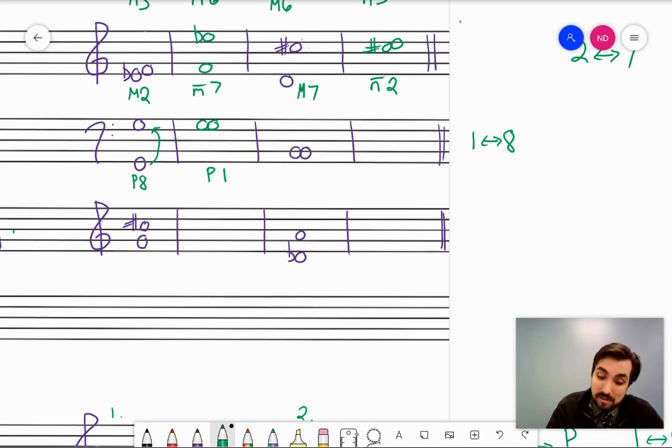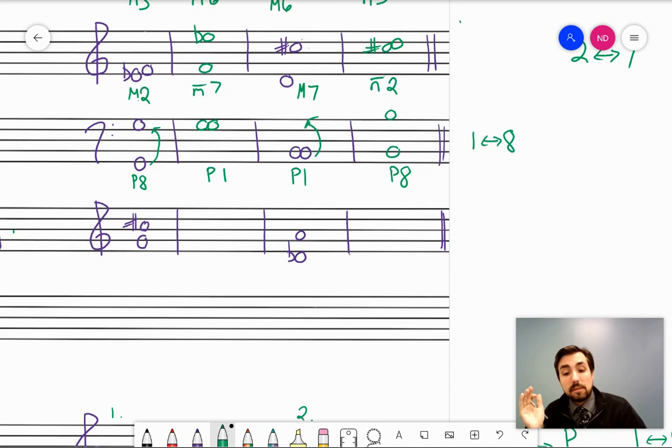Let's see if that holds here. Now I start with a perfect unison, B to B. Neither one of them is lower, so swinging one of them up the octave is fine. And now I get B to B, which is a perfect octave. Perfects stay perfect, and unisons and octaves invert between each other.